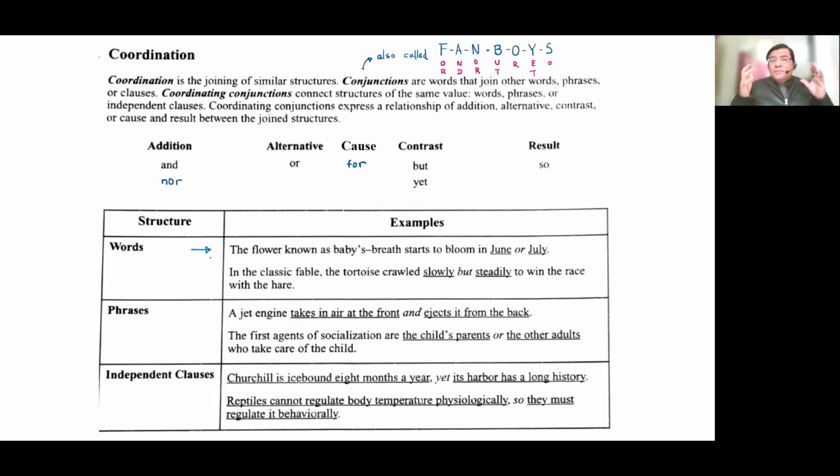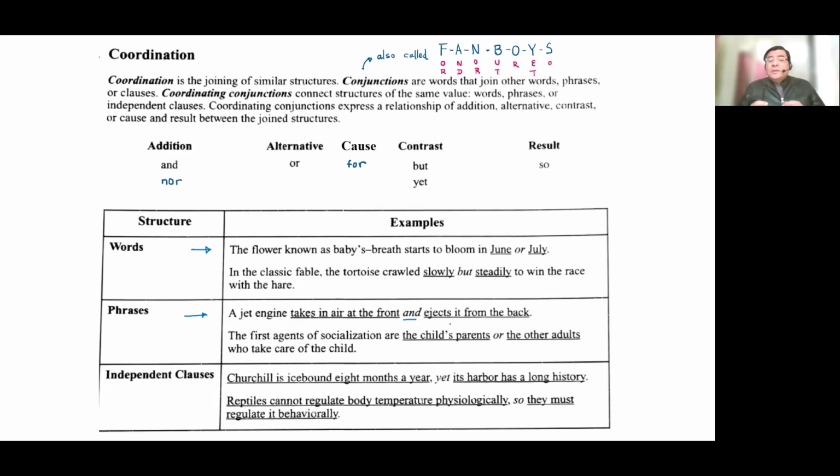Also, it is possible to use coordination conjunctions to connect phrases, but phrases that have a similar grammar form. For example, in this sentence, we see a jet engine takes in air at the front and ejects it from the back. Take a look that takes in air at the front and ejects it from the back are both verbal phrases. That is, phrases that are led by a conjugated verb for some subject, which in this case is the subject in the main clause of this sentence, jet engine or a jet engine. So the 2 verbal phrases are being put together using and.